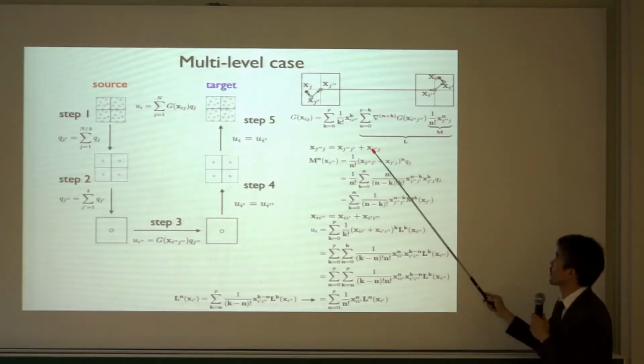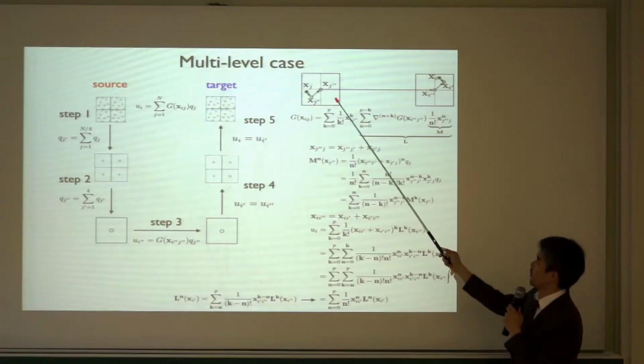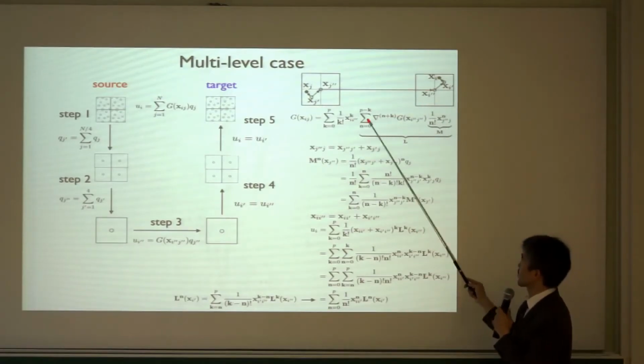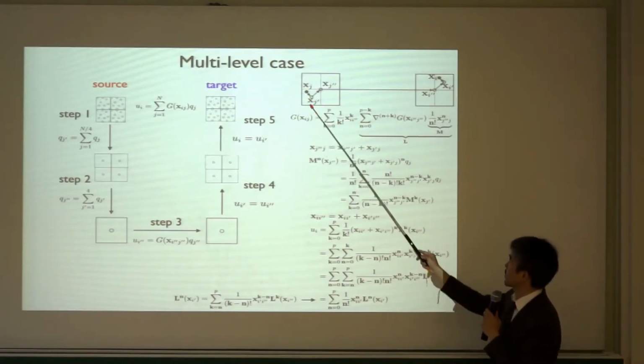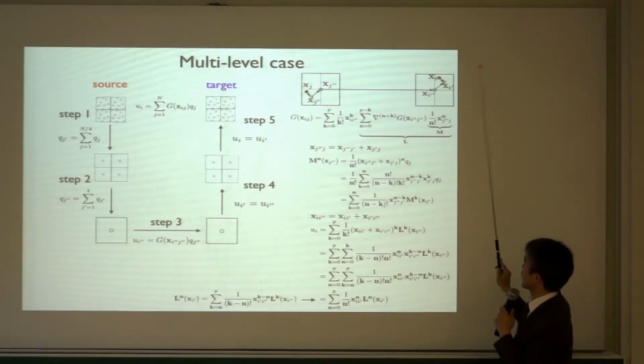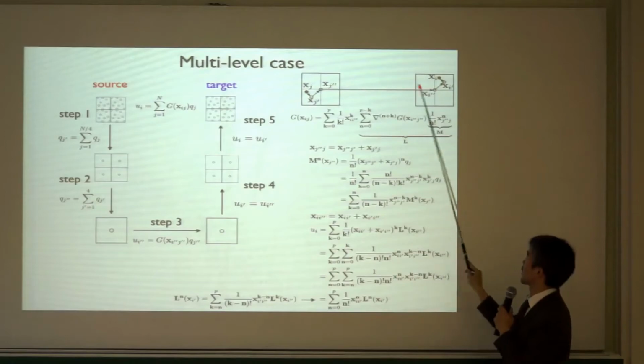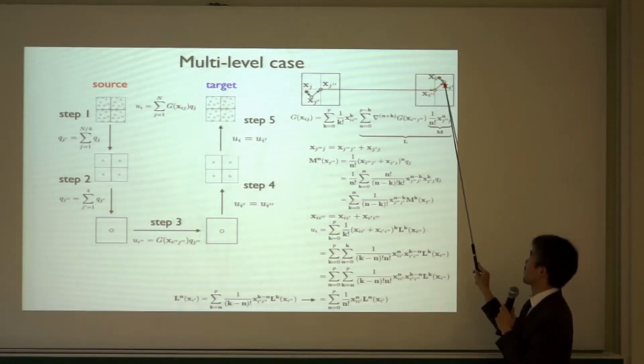So to do that, we make a new decomposition into 5 vectors. We originally had 3 vectors that go from xj to xj prime to xi prime to xi. Now we have 5 vectors that go from j, j prime, j double prime, and then to i double prime, and then xi prime, and then xi.